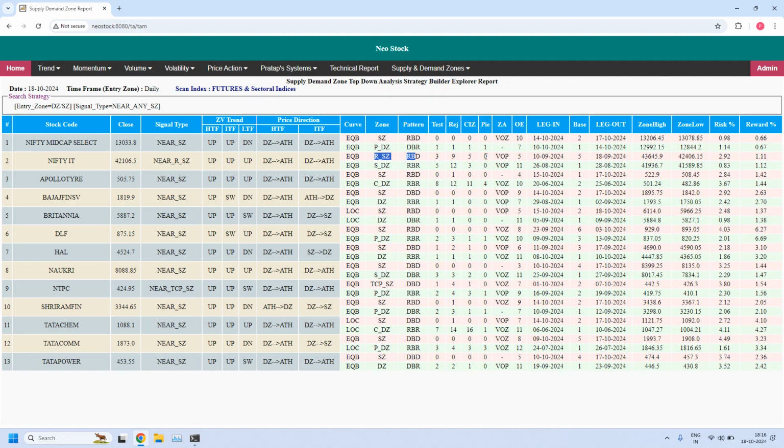This is NIFTY IT, it is an indices, so you can't plan a trade. NTPC is a high liquidity supply zone. That's it. We have only one valid high liquidity supply zone from this list.